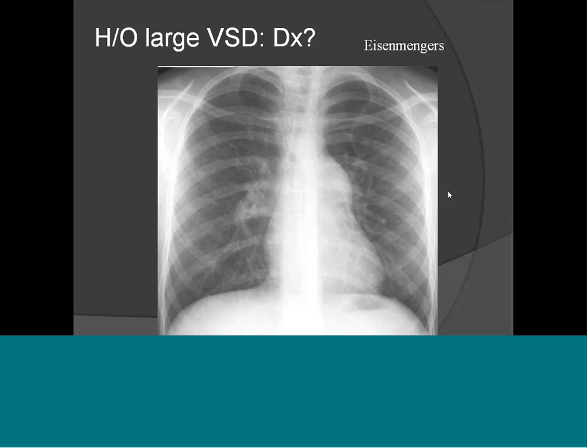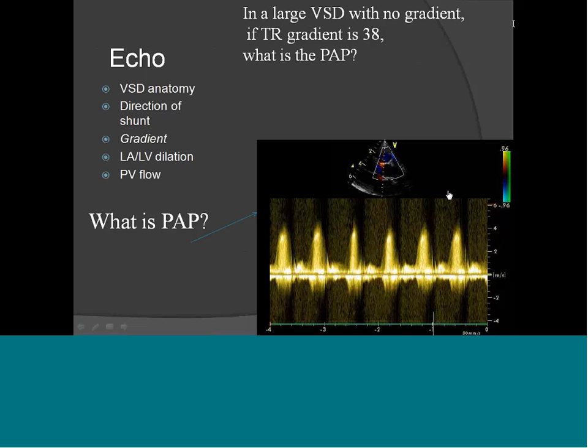Now, let's move on to echo. When you look at echo, you look obviously at the VSD anatomy, the direction of the shunt, the gradient, the LA and LV dilation, and pulmonary venous flow. These are the 5 things you need to look at in any echo of a VSD. Where is the VSD? What is the size of the VSD? What is the type of shunt? What is the gradient across the shunt? Is the left heart dilated? Is the pulmonary venous flow return increased or not? And of course, other associated lesions.